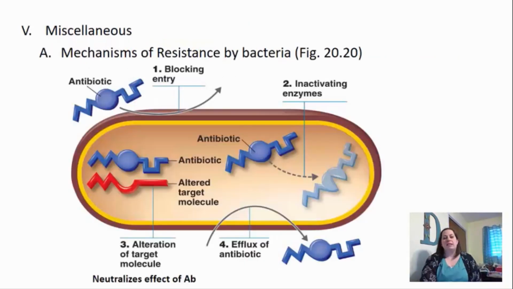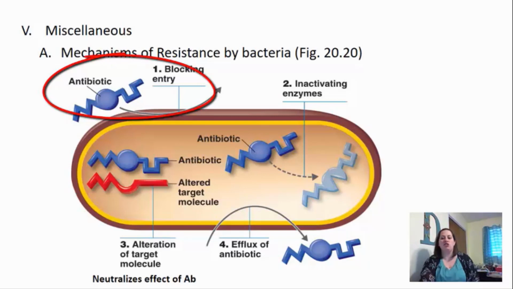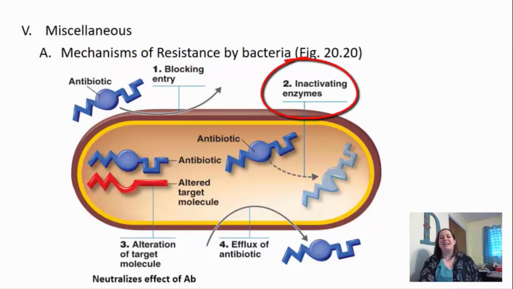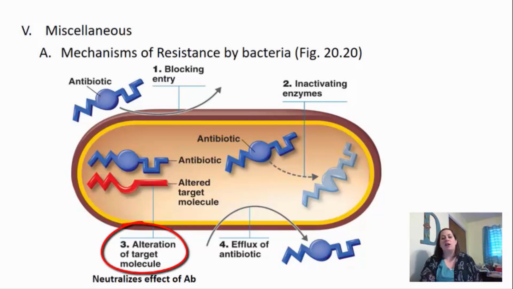So some miscellaneous here, mechanisms of resistance that bacteria can have. One thing is it can block the entry of the antibiotic that you see here. So the antibiotic cannot gain access. If it cannot gain access, it cannot do its job. Two is it can have inactivating enzymes. So the antibiotic gets in, but there's enzymes that break it apart and make it where it is neutralized and not used. Over here on number 3, we see that they can alter the target molecule. So the antibiotic is going to target a certain molecule, but they have altered it in such a way that the antibiotic now cannot work against it.